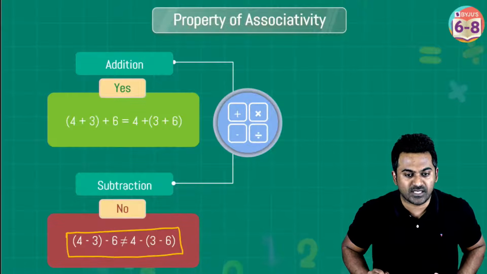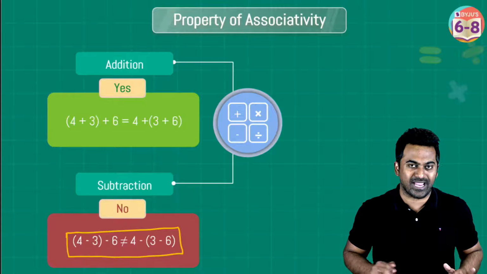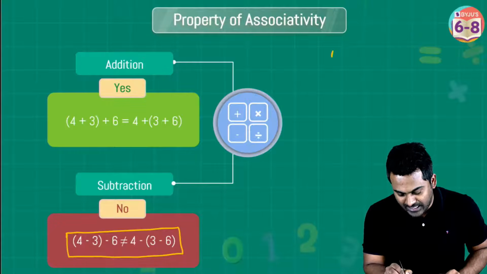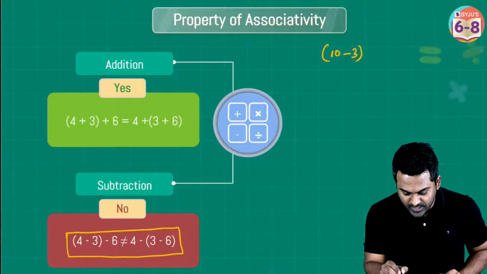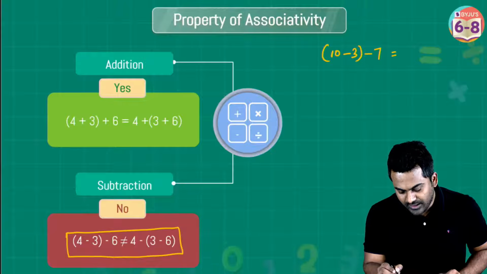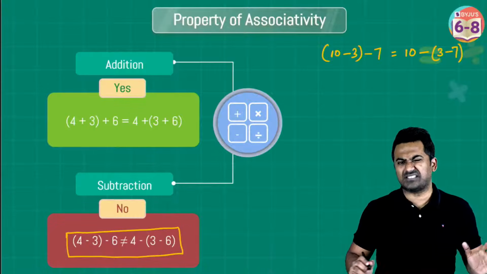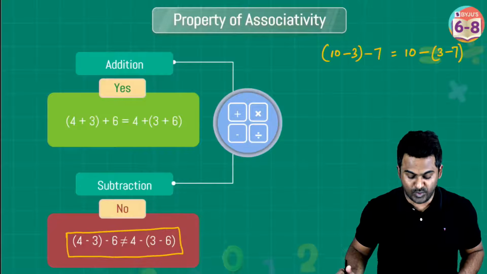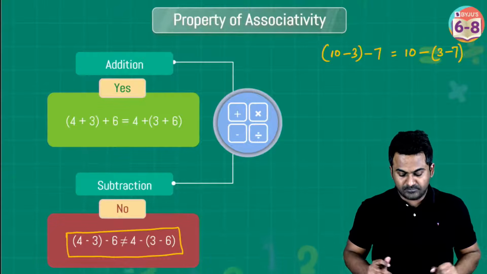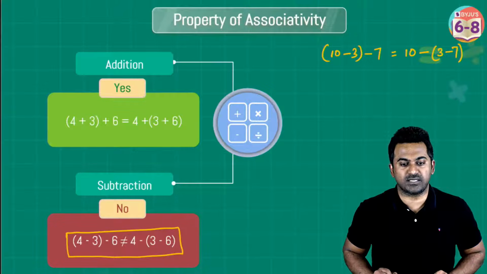Harsh says, sir, please give us a question to solve. Okay, I'm going to give you a question now. Let's say 10 minus 3 minus 7. Now do it this way. 10 minus 3 minus 7. Do you think the answer is going to be the same here? What do you guys think? What do you think? The answer is going to be the same?